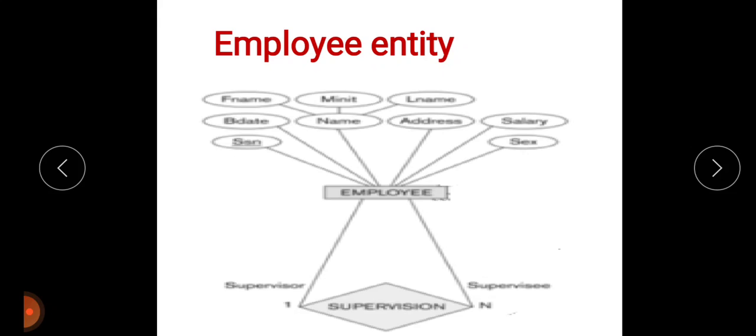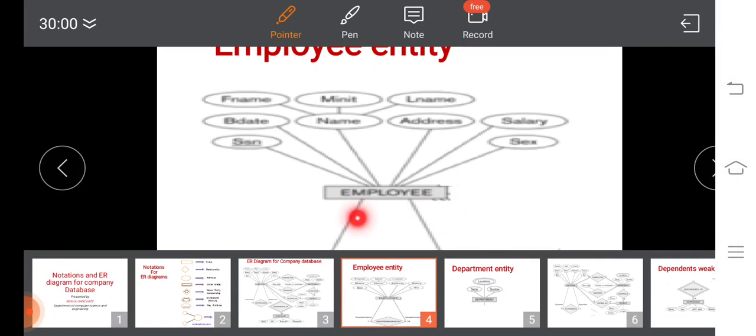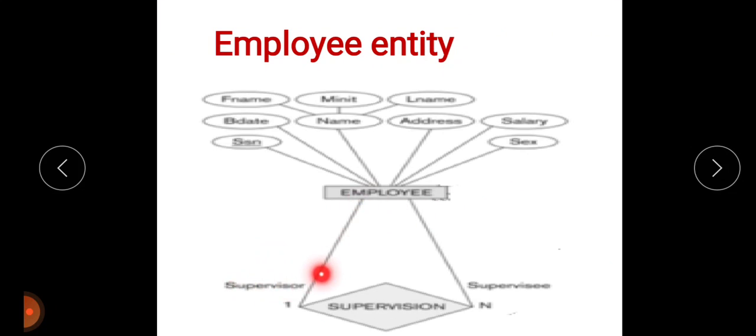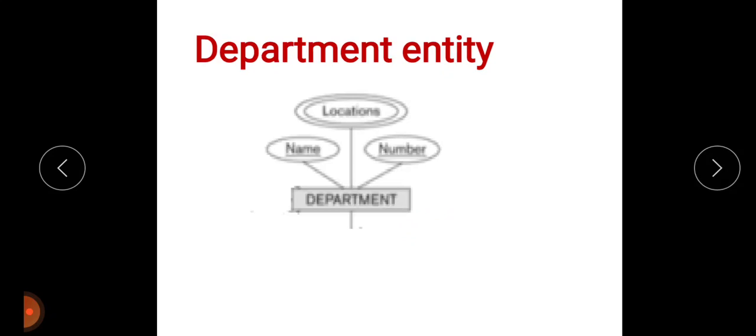And this is called a relationship with cardinality ratio. Any one employee supervises n employees. Any one employee supervises many employees.